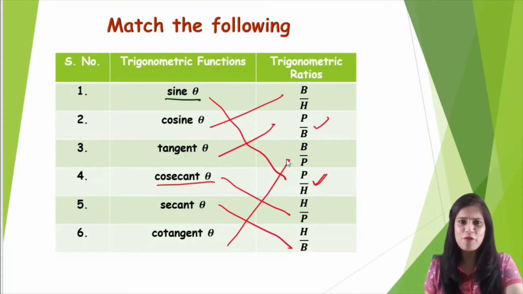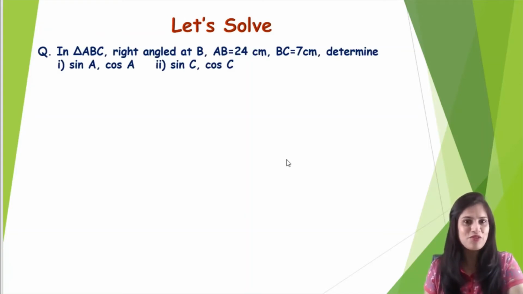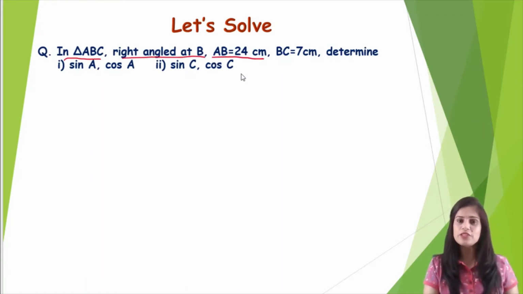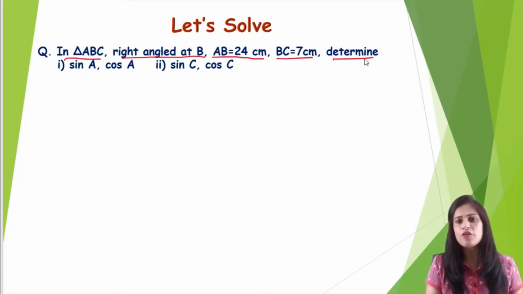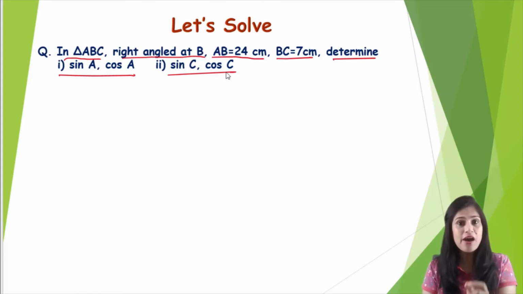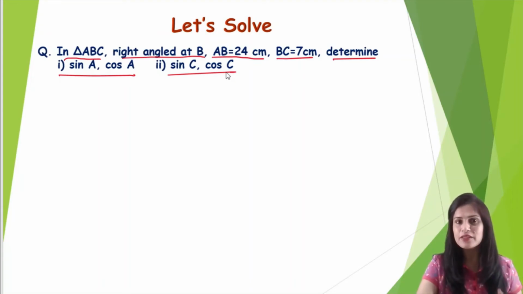Now what are you waiting for? Let's solve some questions, and here the question is in front of you. Let's see the statement. In triangle ABC, right angle at B, the value of AB is 24 centimeter, BC is 7 centimeter. We need to determine two parts: sin A, cos A, and the second part sin C, cos C. This time theta is not there. Some angle is there in the form of a capital letter. So that will be considered as theta, and we have to choose the perpendicular and base according to the given angles, right? Let's make the triangle first.